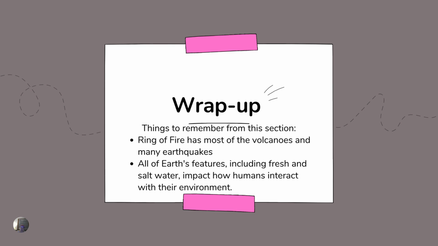All right, so a few things to remember from this section. The Ring of Fire houses most of the world's volcanoes and also has a lot of earthquakes that occur on it. And then the 2 types of water, freshwater and saltwater, are also important parts of Earth's landscape, and all of the different landforms and pieces of the Earth's landscape greatly impact how humans interact with the Earth.